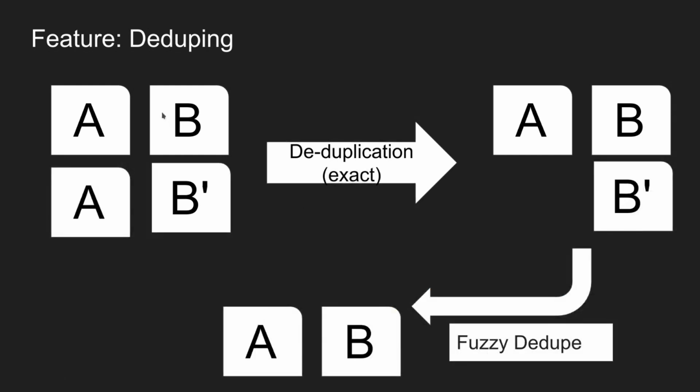So remember, I started with 4 documents, 2 exactly the same. One is right, near duplicates. So I do the exact duplicate removal, so one of the A is gone. Then B and B dash are processed through fuzzy dedupe, and we're only keeping 1. So then I end up with 2 documents, A and B. Pretty cool, right? Let me show you the code real quick.